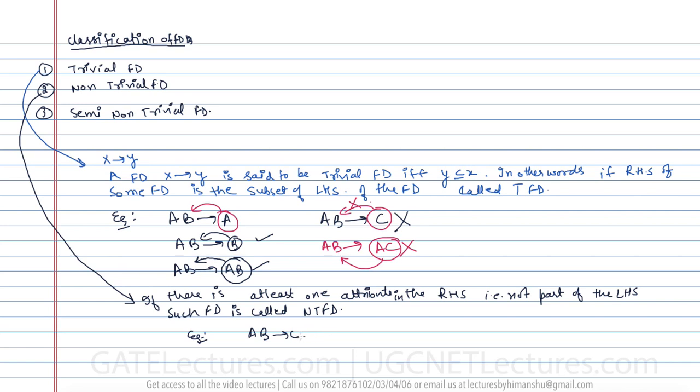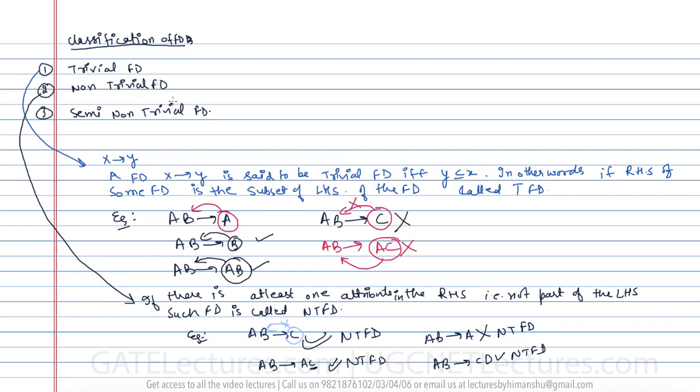For example, if I say AB determines C, this right hand side is not a subset of the left hand side, therefore it is a non-trivial functional dependency. If I say AB determines AC, here C is not a part of the left hand side, therefore it is a non-trivial functional dependency. If I say AB determines A, it is not non-trivial because it is a trivial one. If I say AB determines CD, it is also a non-trivial functional dependency.